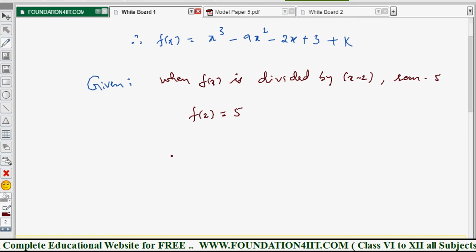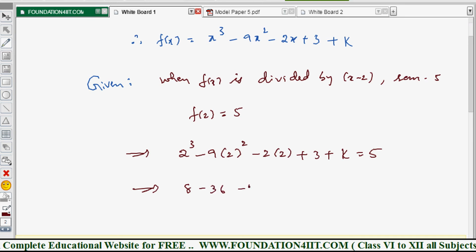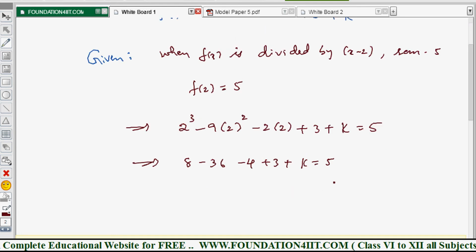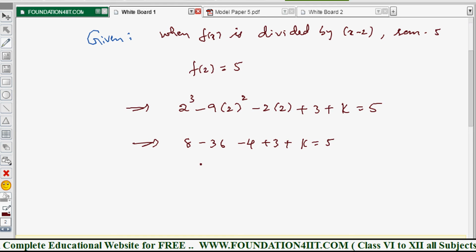Now wherever x is there, just substitute the 2. Then that implies 2 cube minus 9 into 2 square minus 2 into 2 plus 3 plus k is equal to 5. From this you will find out the k value simply. That is 2 cube is 8, minus 2 square is 4 and 9 fours is 36, so 8 minus 36 minus 4 plus 3 plus k is equal to 5. From this take all the terms to one side. Then finally you will get k is equal to 34.